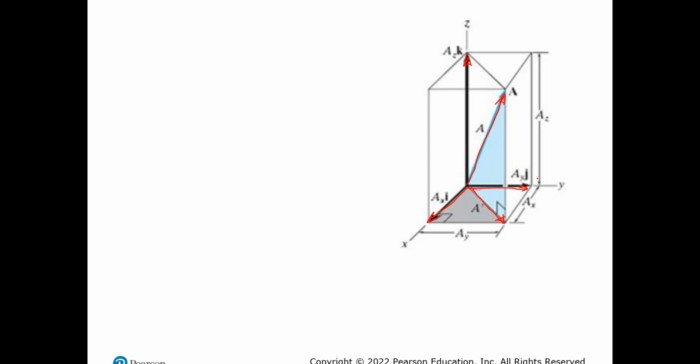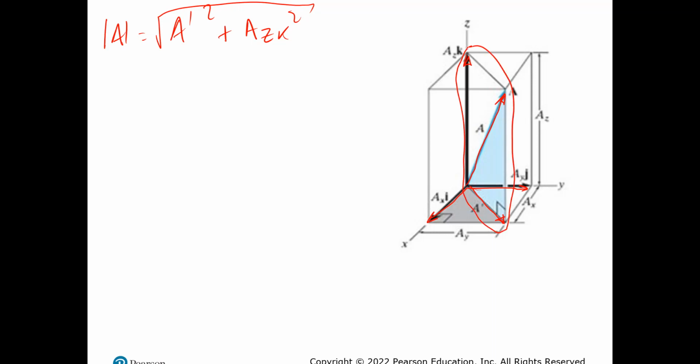So we know that the magnitude of A, and I always call magnitude like this, equals A prime squared plus A_z k squared, and that's the square root of that. This is the addition that I'm basically using to find the magnitude for this vector right here. That's the ultimate goal, but we also need to get A prime.